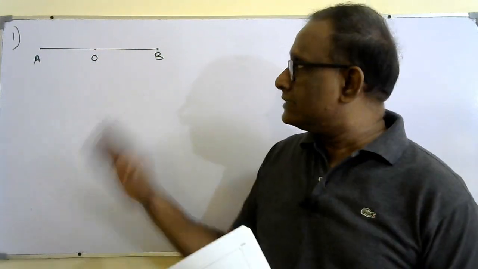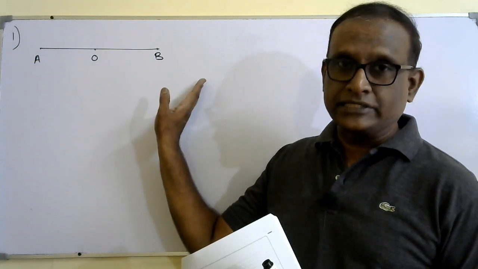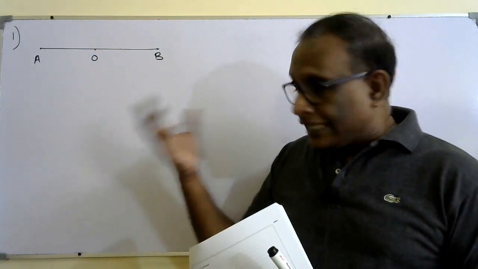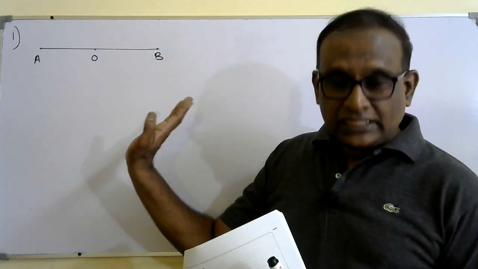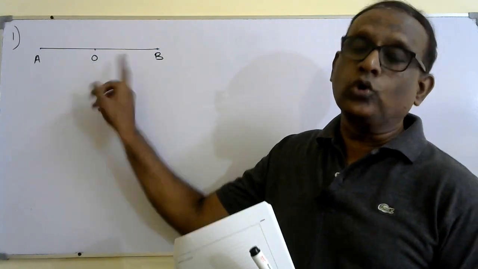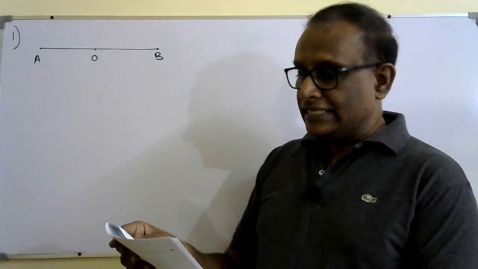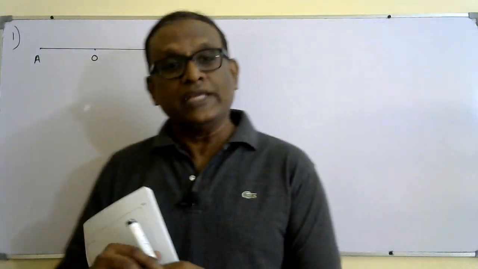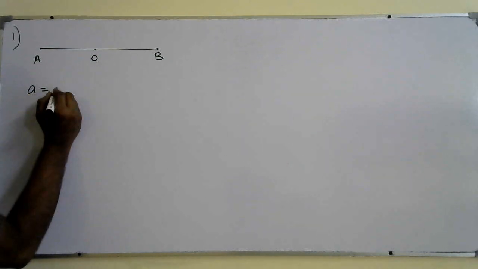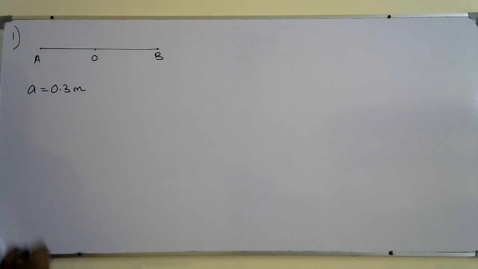For example, here the particle is oscillating between A and B, so A and B are the extreme positions. Amplitude is the maximum displacement, equal on either side of the equilibrium position. O is the midpoint, so O is the equilibrium position. AB is 0.6 meters, so the amplitude is 0.6 divided by 2, which is 0.3 meters.